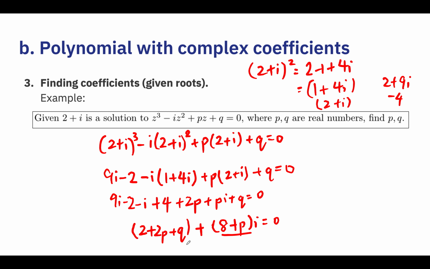So from here, we know that these two are both 0. So p is equal to −8. And if we substitute it in here, we get that q is equal to 14. Right, so we've been able to solve the equation in this manner.